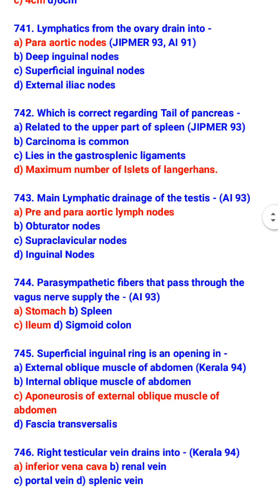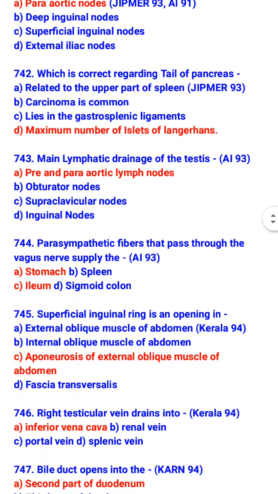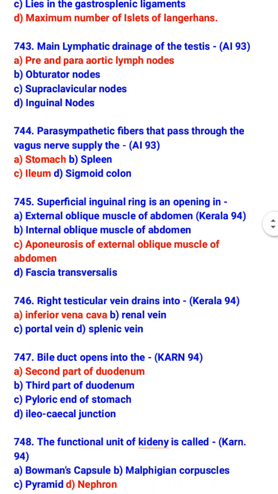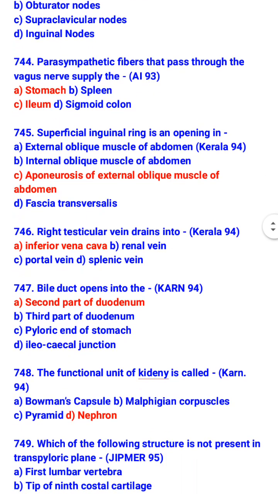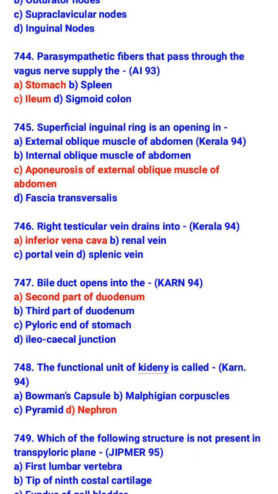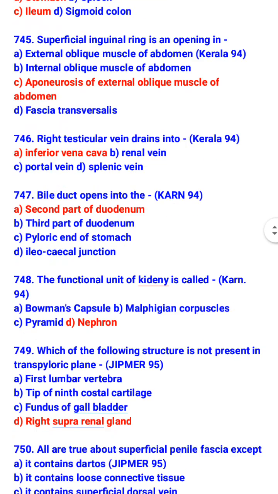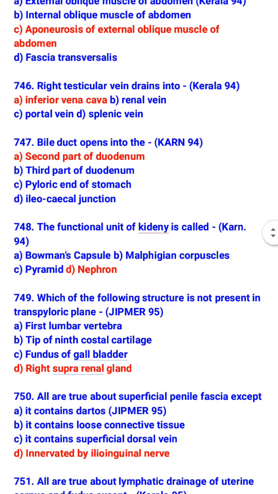Parasympathetic fibers that pass through the vagus nerve supply the stomach and ileum. Superficial inguinal ring is an opening in the aponeurosis of external oblique muscle of abdomen. Right testicular vein drains into inferior vena cava. Bile duct opens into the second part of duodenum. The functional unit of kidney is called nephron.